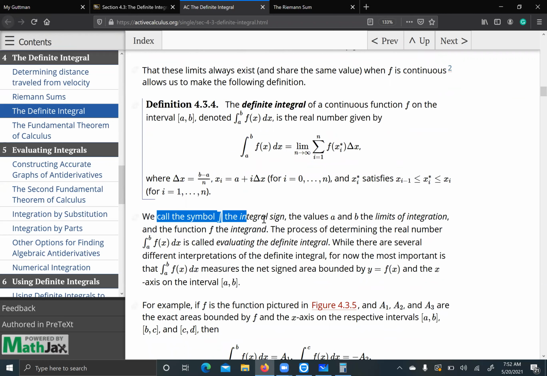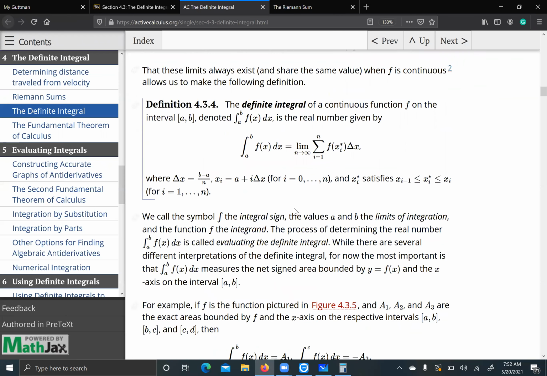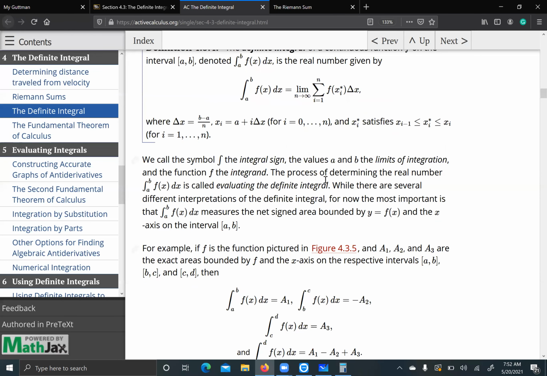So we call this symbol the integral sign. Values of a and b are called limits of integration, and the function f is called the integrand. In this case, the integrand is x squared plus 1. So these are just some names you need to know. And this process of determining the real number value of this integral is called evaluating the definite integral.